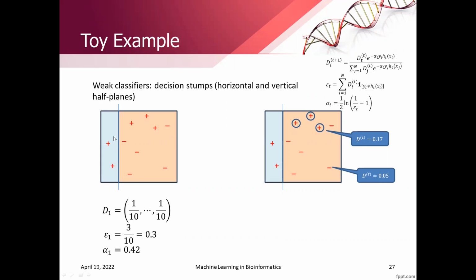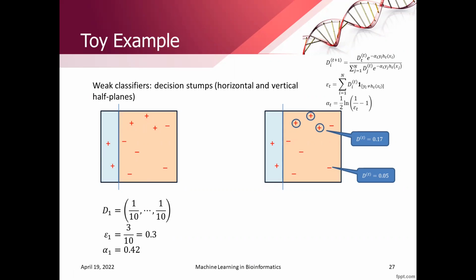So for such a stub, this corresponds to selecting one of the dimensions of the data, one of the attributes, and selecting some threshold, and everything lower than the threshold we classify to one class, and higher or equal to the threshold we classify to the second class. In the example, the first stub selected was this one, which classifies correctly all these negative samples, but these three are classified as negative. So these are the errors.